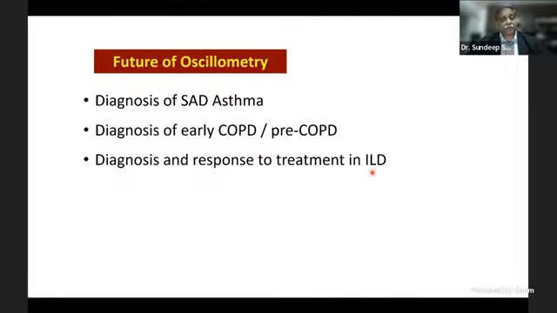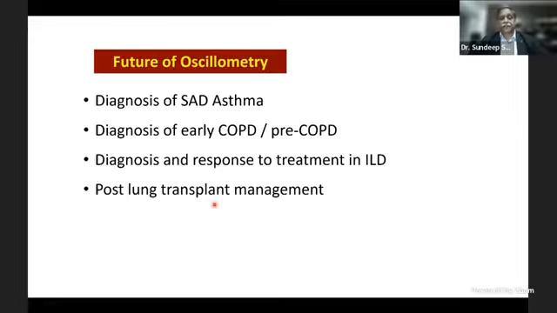Diagnosis and response to treatment of interstitial lung disease. I've just shown you some slides with respect to that. Post-lung transplant management, I think oscillometry is going to be the future.